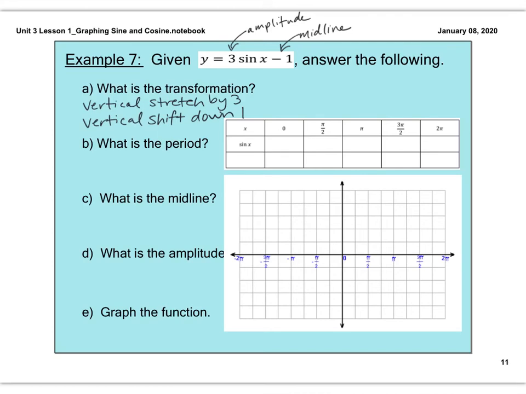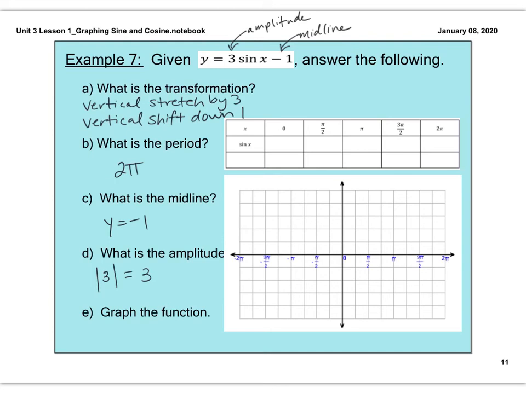So what's going to happen to the period? Nothing. It's going to have one cycle that lasts 2 pi. It's going to go from 0 to 2 pi, but the midline is going to shift. Remember how we shifted down 1? So now the midline is going to be at y equals -1. The amplitude is going to be the absolute value of 3, which is 3.